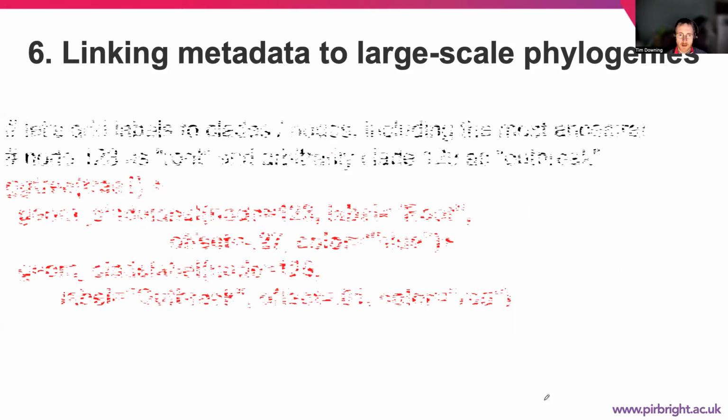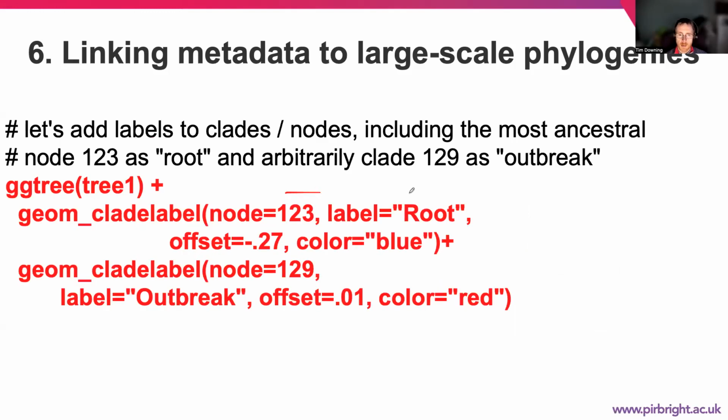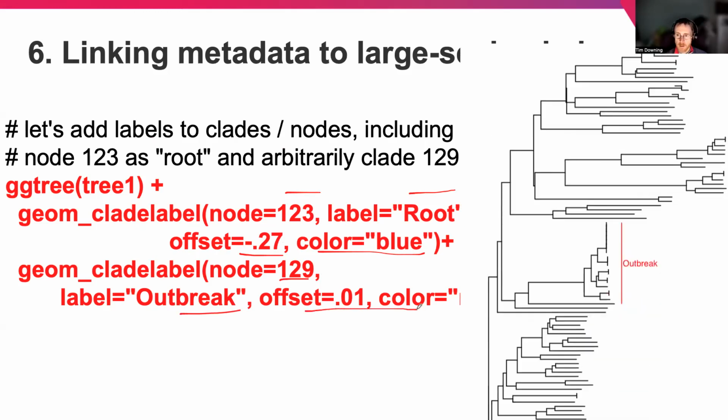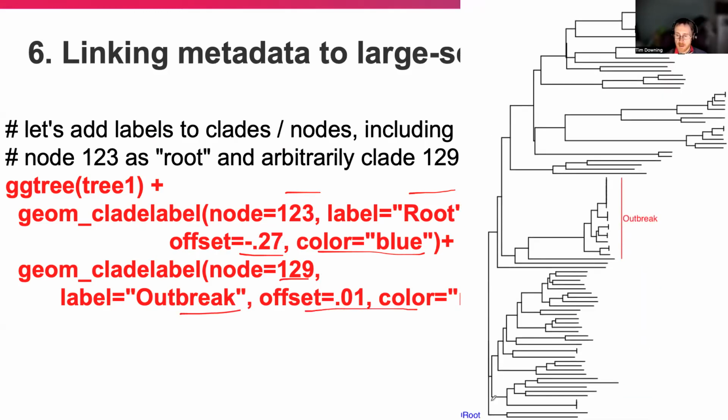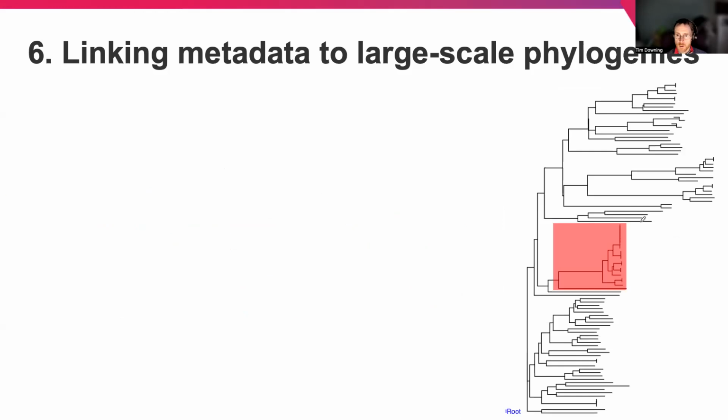So what we can do then is take that node and label it as the root. We're going to color it blue and have some offset. And we do the same with this clade label function. Using for node 129 as well, we're going to call that group outbreak and we're going to color it red. So what we'd see from that is there's these labels attached to these specimens where the offset changes where the labels are placed. We can also color these as well.